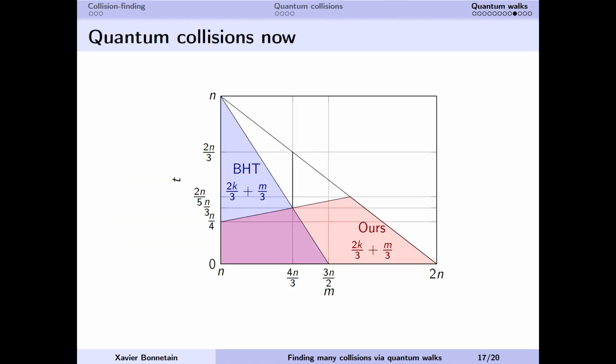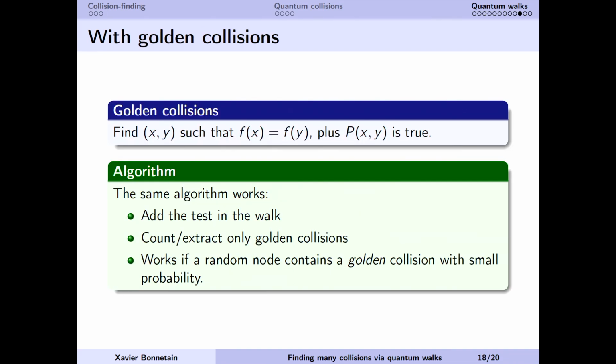And so if we come back to the triangle, we obtain this new result, where we have this new red part in which we are optimal. And as before, we can extend it with slightly worse complexity in this smaller triangle. The algorithm also works with golden collision. If we add an additional assumption, it will also work. And here, the constraint on the number of collisions is only the constraint on the number of golden collisions. So our algorithm has fewer issues if we want golden collisions.